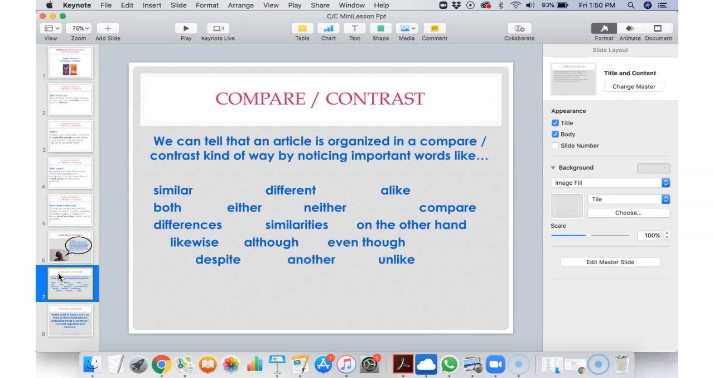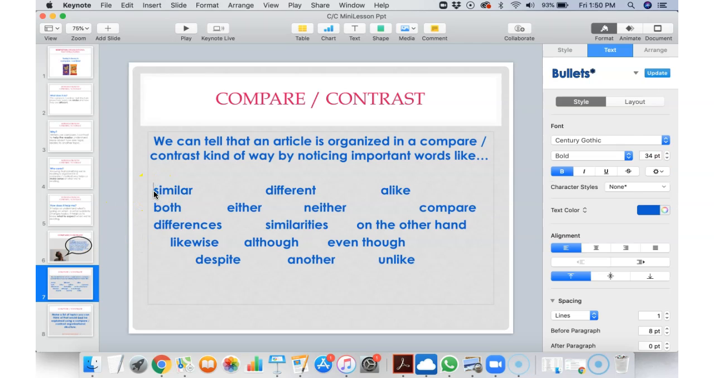Okay, so we can tell, because most writers aren't going to just come out and tell us, but we can tell that an article is organized in a compare-contrast kind of way by noticing words like this. So when we see writers use things like similar, different, alike, both, either, neither, compare, when they use words like similarities and differences, or when they say on the other hand, it's like they're about to switch to another issue. Likewise, or although, these are the kind of clue words that help us figure out in our brain that they're writing about something to compare it or to contrast it.